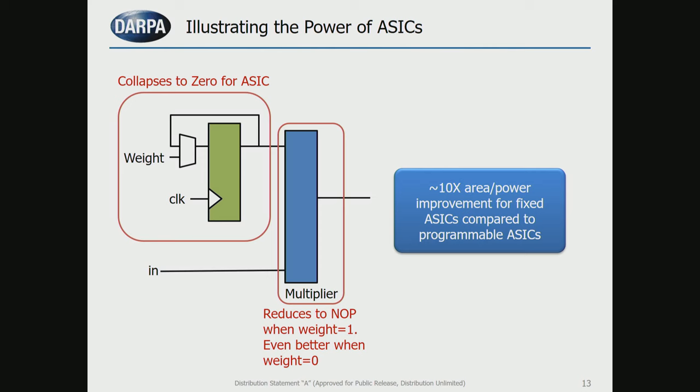If you multiply by a 1, the multiplier goes away. Multiply by 0, the whole thing goes away, and it propagates forward in the arithmetic. So you can easily have a 10x difference between an ASIC and a programmable ASIC. And there are times when 10x matters, right? 1 kilo versus 10 kilo payload, right, in terms of liftoff and so forth.